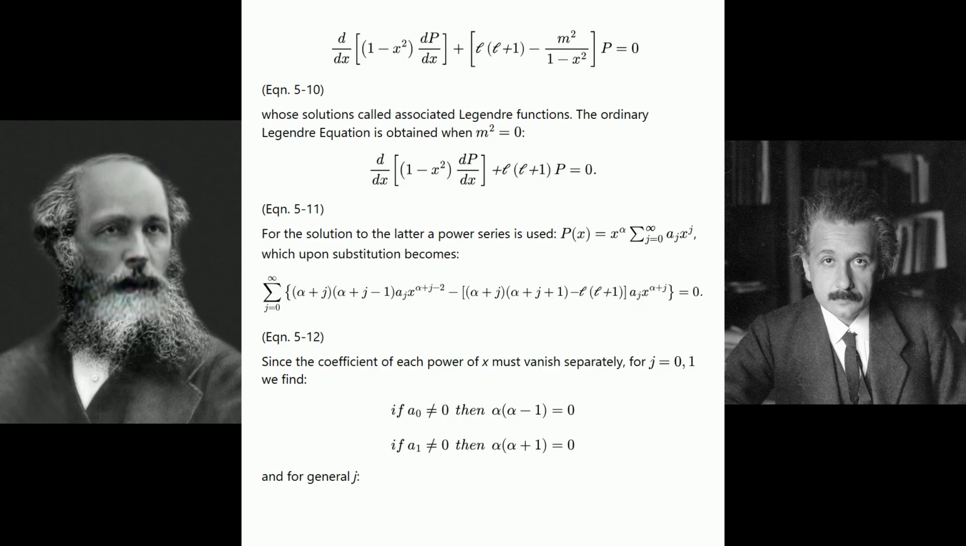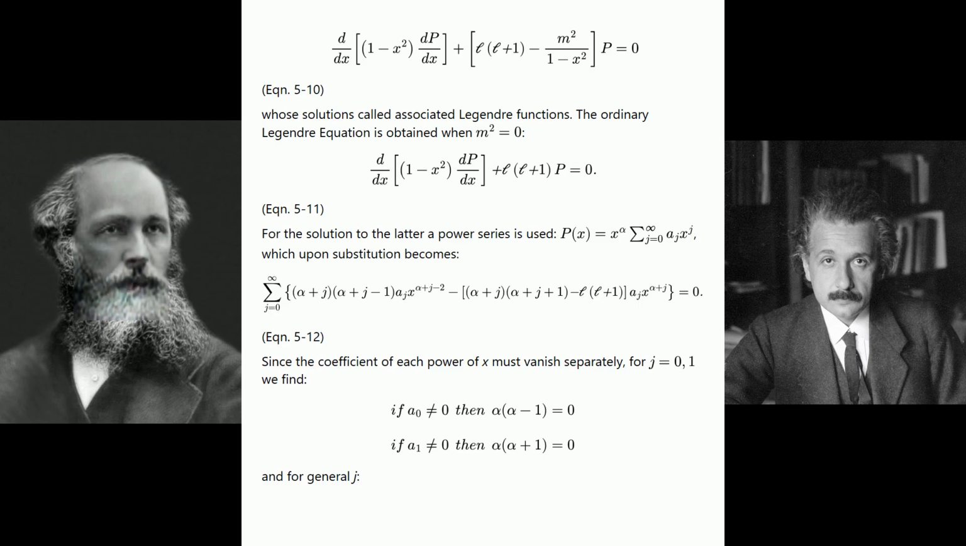The ordinary Legendre equation is obtained when m squared equals 0. See equation 5-11. For the solution to the latter, a power series is used. P of x equals x to the alpha-th power, the sum from j equals 0 to infinity of a sub j x to the j-th power, which upon substitution becomes, see equation 5-12 that follows.